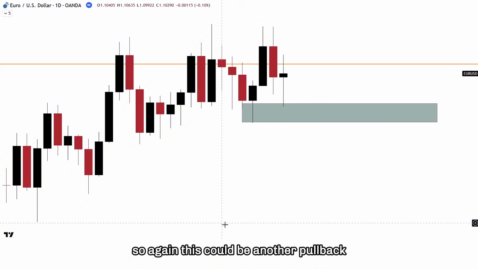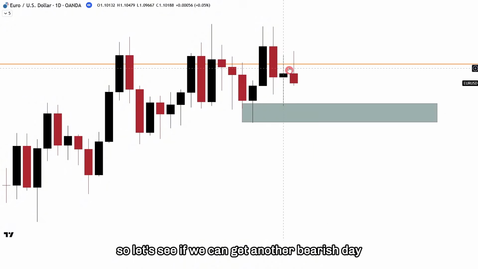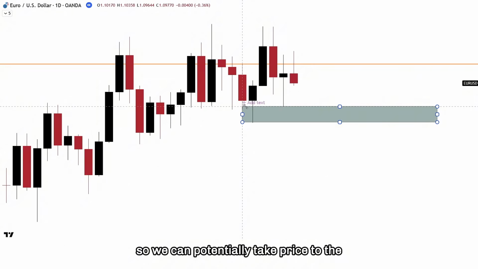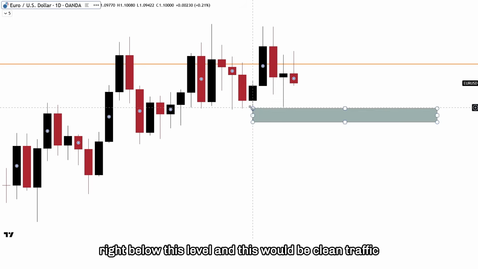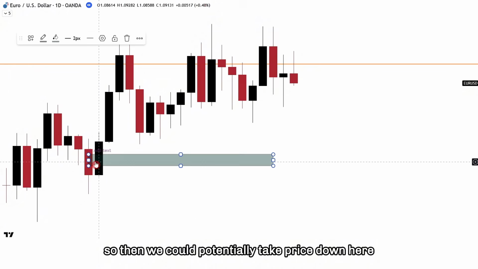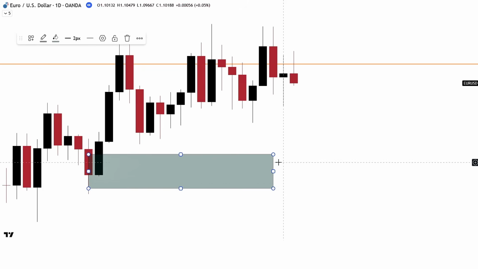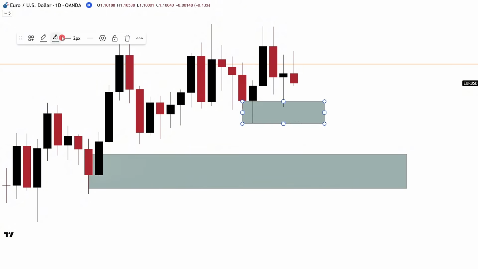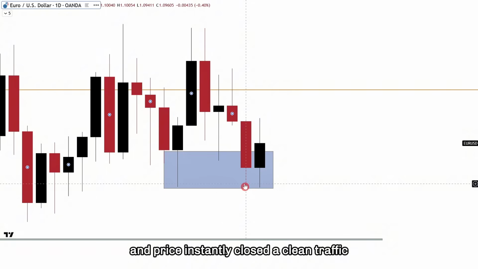So again, this could be another pullback. So let's see if we can get another bearish day. Now we had another bearish day with a manipulation and an engulf. So we can potentially take price to the right below this level, and this would be clean traffic. So then we could potentially take price down here. Let's mark up the clean traffic. And price instantly closed the clean traffic.